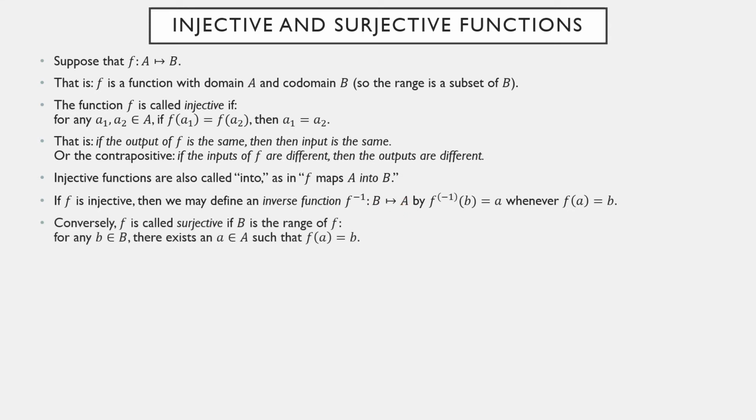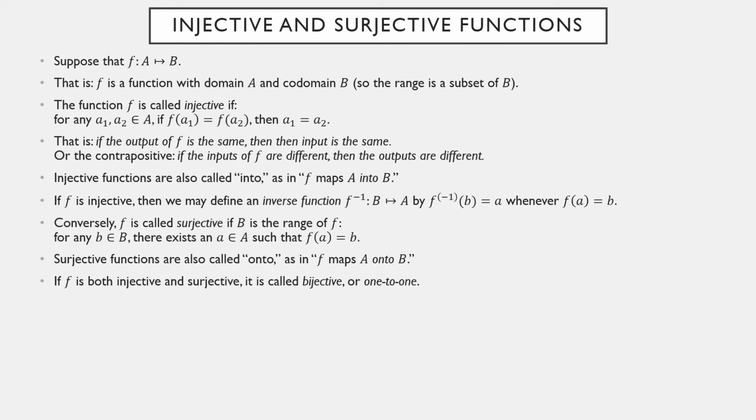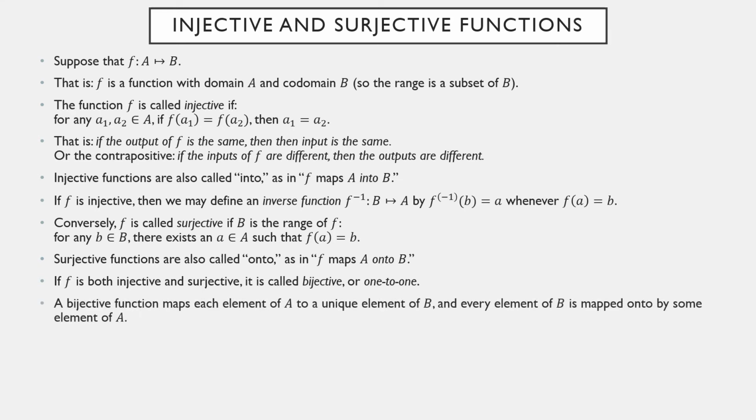Conversely, a function is called surjective if for any element of the codomain there does exist something that gets mapped there. In other words, for every element of the codomain, it's actually in the range. Surjective functions are also called onto, as in f maps A onto B. That would be a way of describing a surjective function. And when a function is both injective and surjective, it's either called bijective or one-to-one. A bijective function takes a single element of the domain A and assigns to it a unique element of the codomain B, and vice versa. Every element of the codomain B is actually in the range, meaning it is achieved as some value of the function.